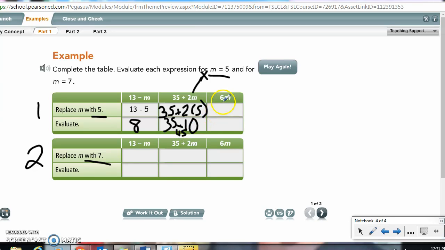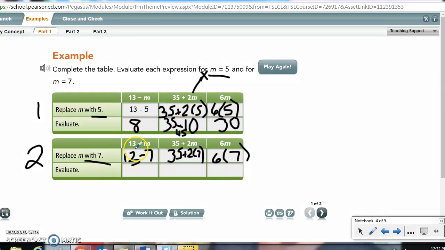Over here, I have 6 parentheses 5. Again, not 65, but 6 multiplied by 5. And 6 multiplied by 5 gives me 30. Down here, they want you to replace everything with 7. So go ahead and freeze your screen if you want. I will go ahead and fill these in. I want to see if you can do it by yourself. Freeze your screen, and then when you're ready, go ahead and check your work with me.